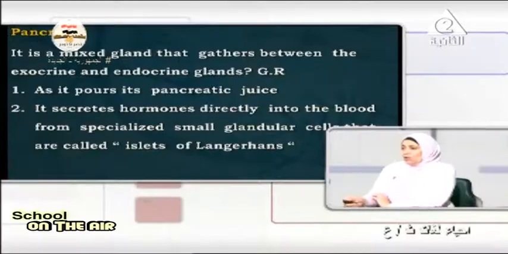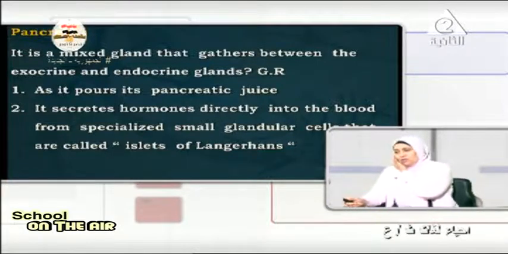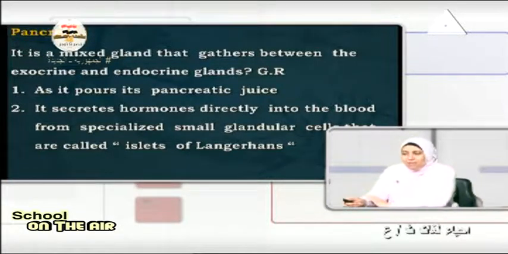Okay, now, what is the pancreas? A mixed gland gathers the exocrine and the endocrine. Give reason: it pours its pancreatic juice, and number 2, it secretes the hormones directly in the blood from specialized glandular cells, named the islets of Langerhans.